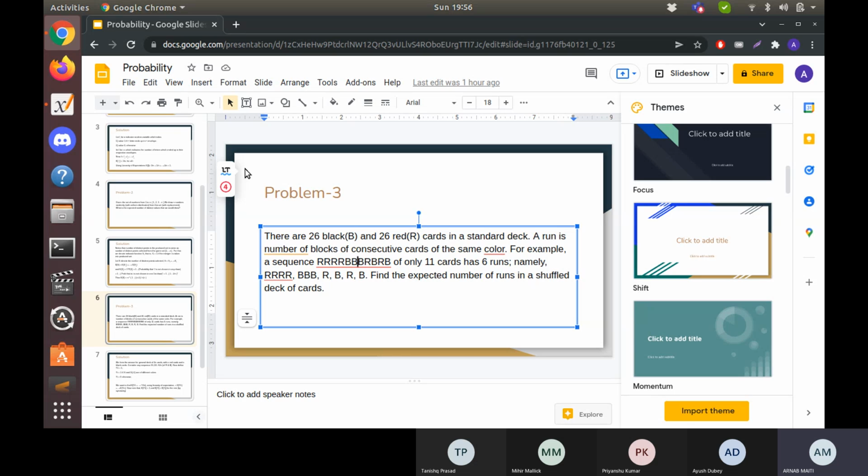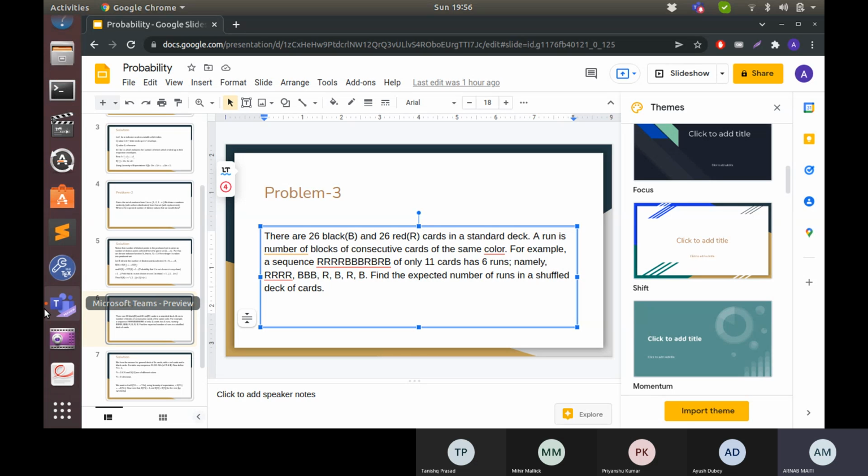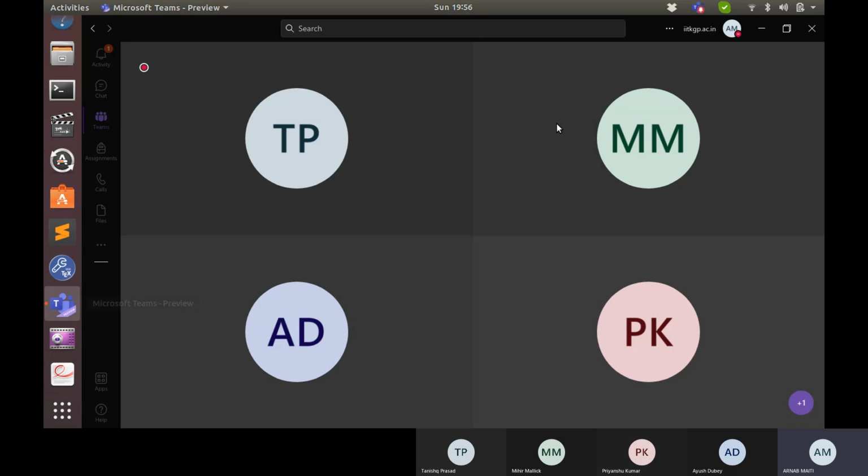Fine, it's okay if you can't, but the person who said RB and BR, just think along that line only. What random variable can you define to capture the occurrence of RB and BR? Once you get hold of that, then you're done.